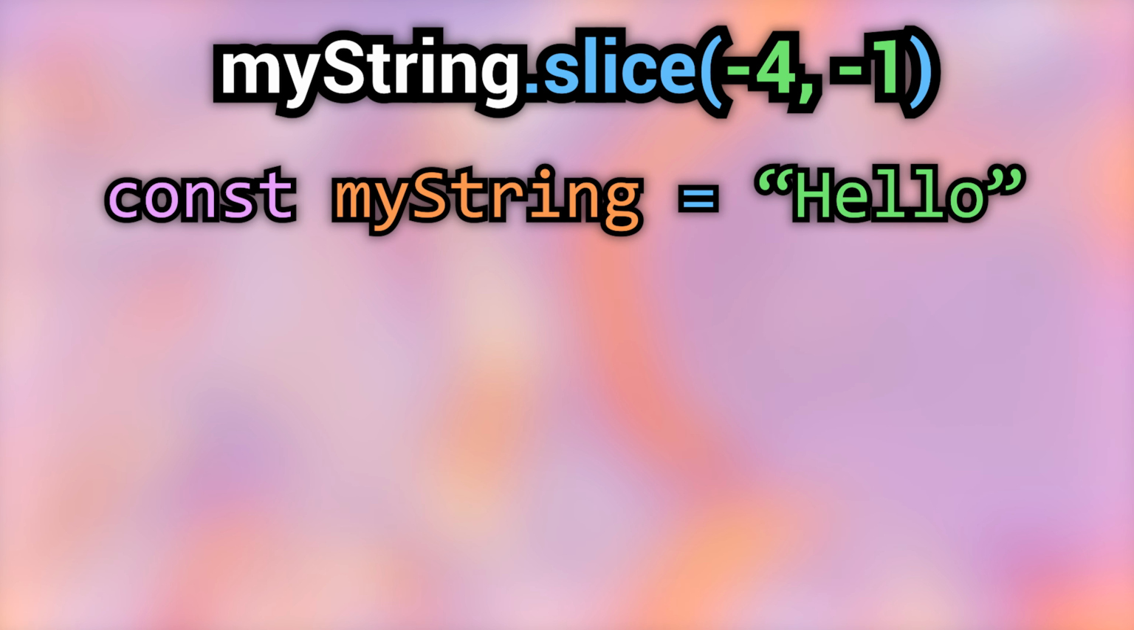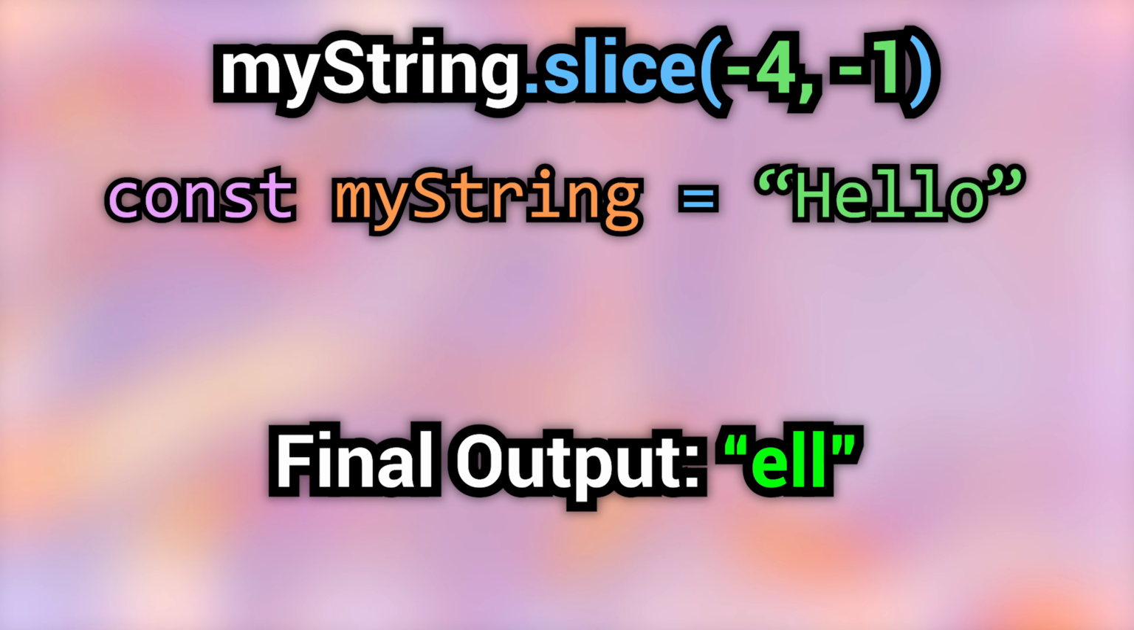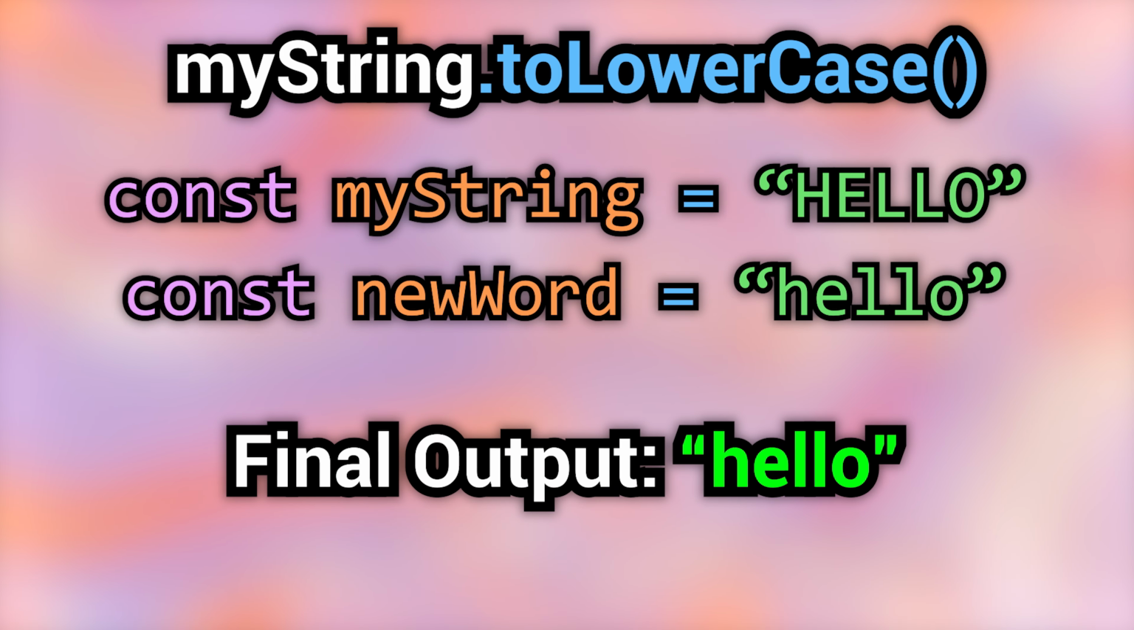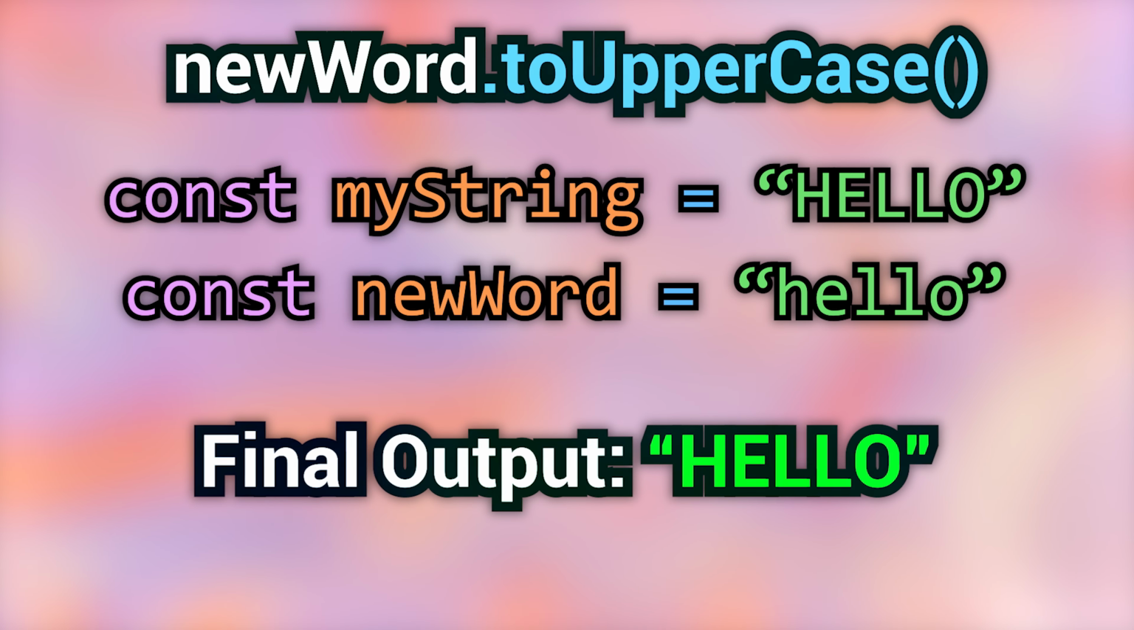A very similar method is slice. Slice works very similar to substring, however with slice we can use negative indexes. So we can count backwards and say slice(-4, -1) to get ELL. We can also use some very basic formatting methods such as toLowerCase to get all the letters to lowercase, and toUpperCase to get all the letters to uppercase.